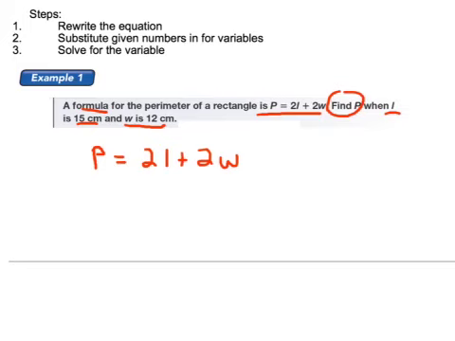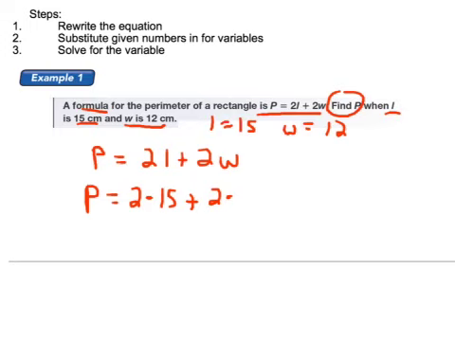They're telling us L is 15, and W is 12, but they don't tell us what P is. That's what we're trying to find out. 2L means 2 times L, so I want to plug in L. They told me that was 15. Now sometimes it might help us to write these somewhere where we can see them together a little bit easier. So my L is 15, so instead of 2L, I'm going to put 2 times 15, plus 2W is 2 times my W, which is 12.